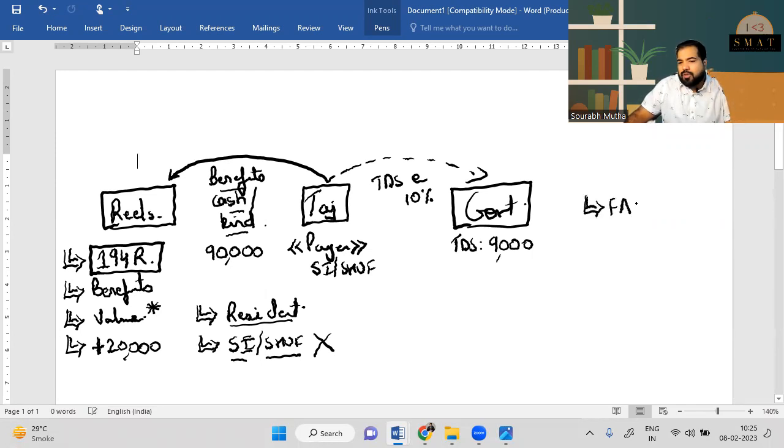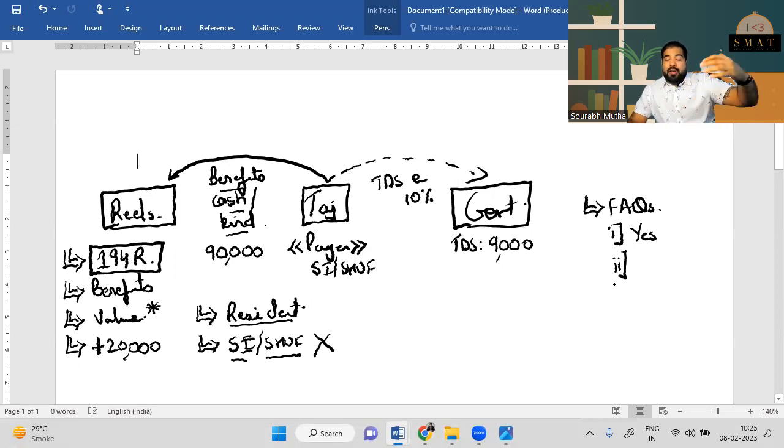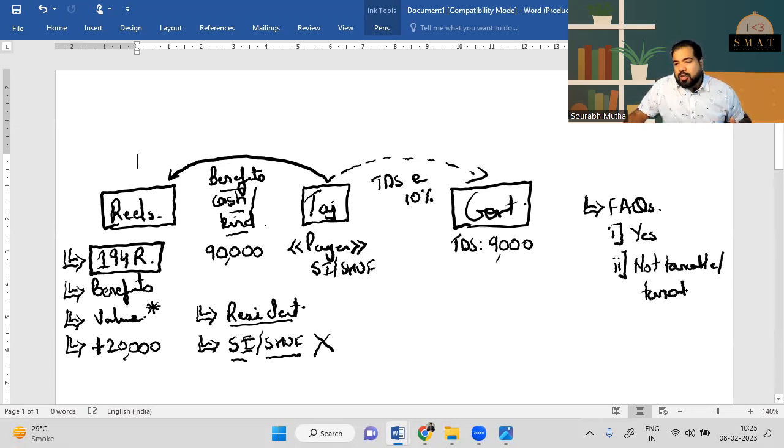I'll tell you what the frequently asked questions are. First, does it apply to gifts in kind? Yes, it applies to both gifts in kind as well as gifts in cash. Second, do we have to see whether this voucher is taxable in the hands of the person who's receiving it? No, we don't have to see taxability. Not taxable or taxable doesn't matter. So whether you're giving a car or anything, you will have to deduct TDS. Generally, guys, if you're giving a car, it will not be subject to any tax, but still you'll have to deduct TDS.